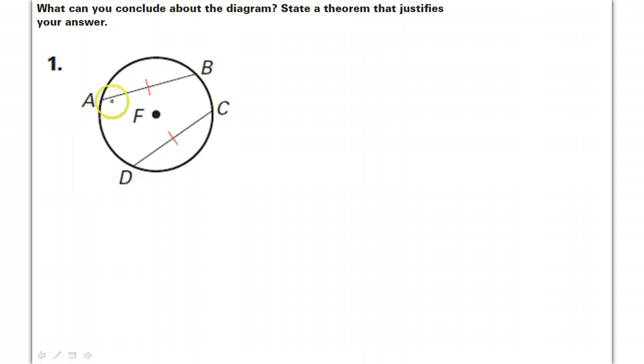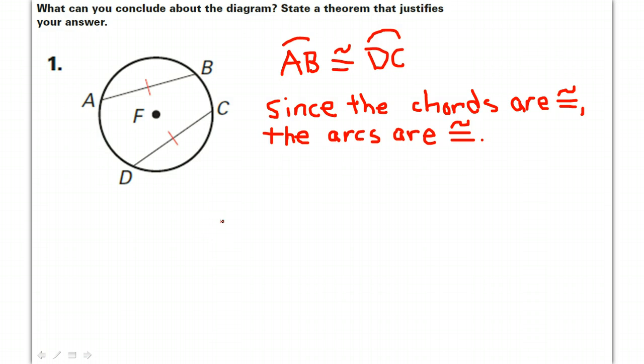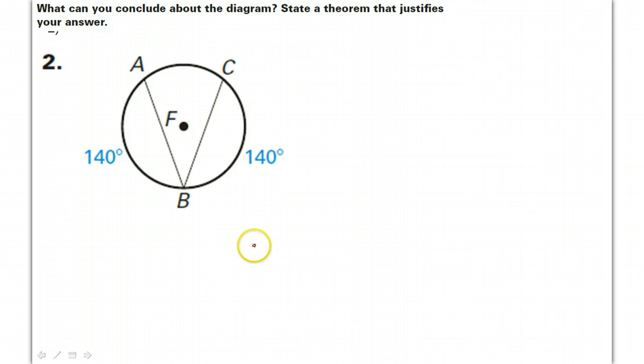Now, we know that if the chords are congruent, then the arcs must be congruent. So, what we can conclude is arc AB is congruent to arc DC. Now, as far as stating a theorem that justifies your answer, we can just say, since the chords are congruent, the arcs are congruent. And that's the theorem. Problem number 2 is pretty much the same thing.